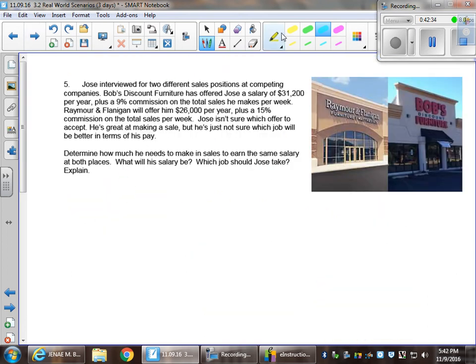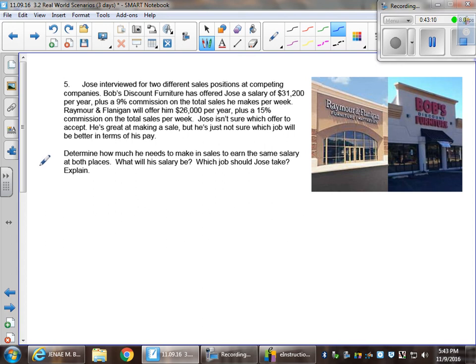Number 5. Jose interviewed for 2 different sales positions at competing companies. Bob's Discount Furniture has offered Jose a salary of $31,200 per year, plus 9% commission on the total sales he makes per week. Raymore and Flanagan will offer him $26,000 per year, plus a 15% commission on the total sales per week. Jose isn't sure which offer to accept. He's great at making a sale, but he's just not sure which job will be better in terms of his pay. Determine how much he needs to make in sales to earn the same salary at both places.